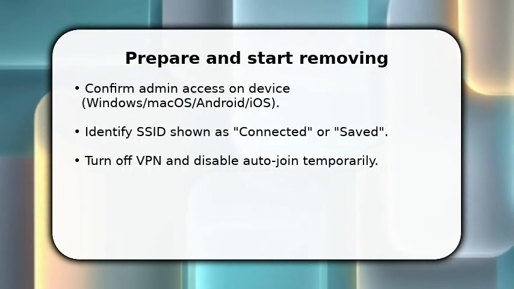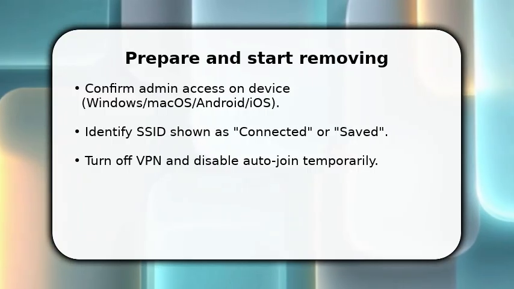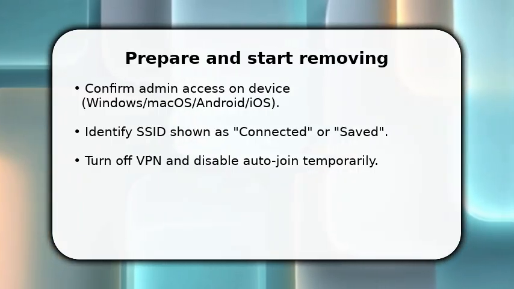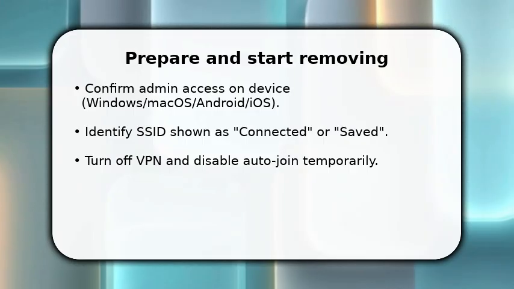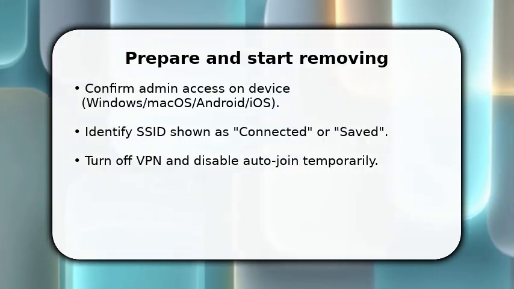You have admin rights and the target SSID visible. Start now. On Windows, open Settings, Network and Internet. On Mac OS, open System Preferences, Network. On Android, open Wi-Fi Settings. On iOS, open Wi-Fi in Settings.